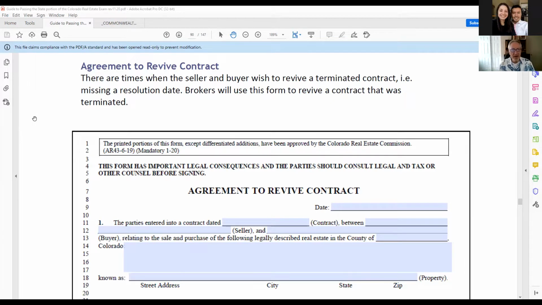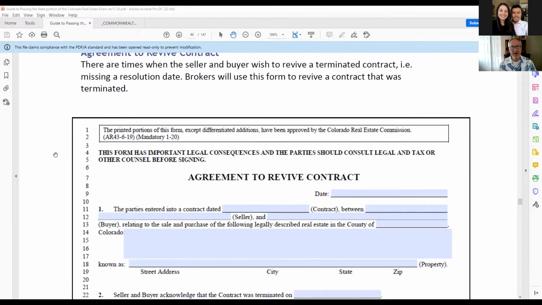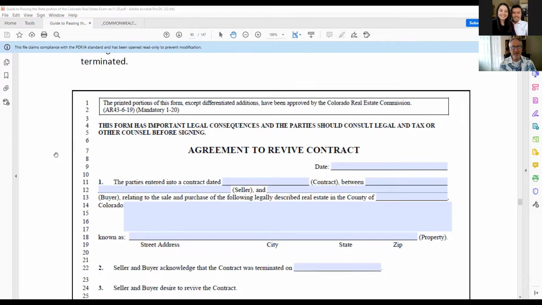But we're going to pick up where we left off on Tuesday evening, and we're finishing up on contracts. We finished the contract of purchase, and now we are going into this form here, which is the agreement to revive a contract. So this is a new form. Again, look at the very top box, and you'll see where you have the latest and greatest form here. This was done last year, January 20. Real important form, this one, to revive a contract.